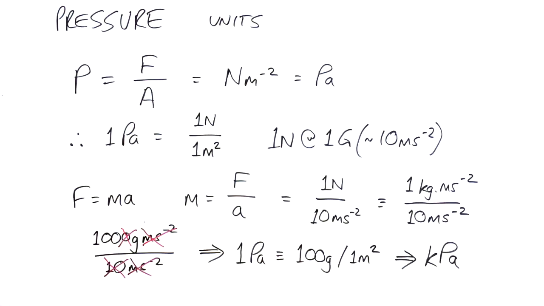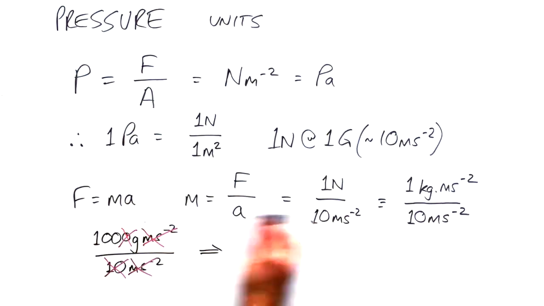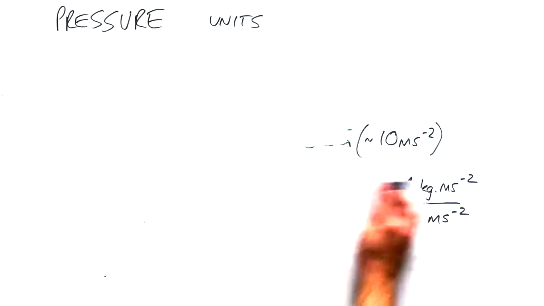This means that we use kilopascals when we're talking about respiratory gas pressures, because a Pascal is a tiny unit of pressure.